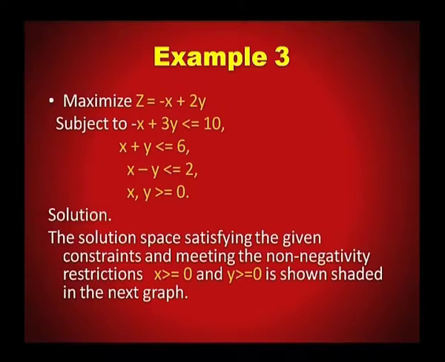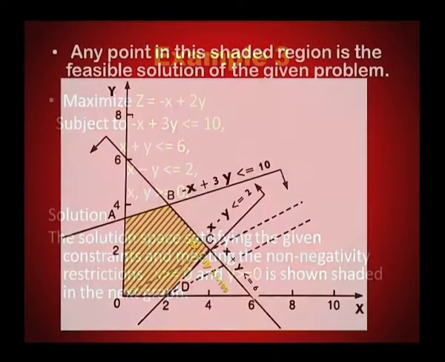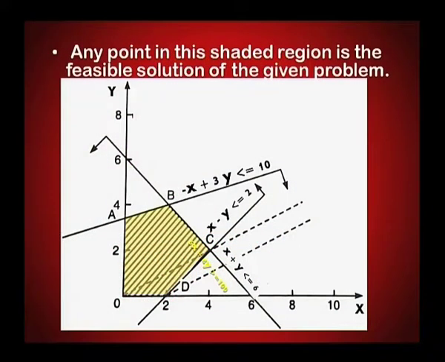Its solution: the solution space satisfying the given constraints and meeting the non-negativity restrictions X greater than or equal to 0 and Y greater than or equal to 0 is shown in the shaded region. Any point in this shaded region is a feasible solution of the given problem. Here in this picture, the yellow shaded area satisfies all the conditions given in the question, like minus X plus 3Y less than or equal to 10, X minus Y less than or equal to 2, X plus Y less than or equal to 6.